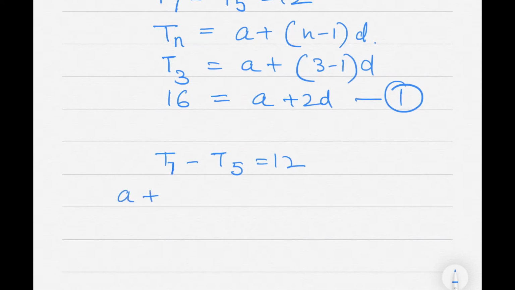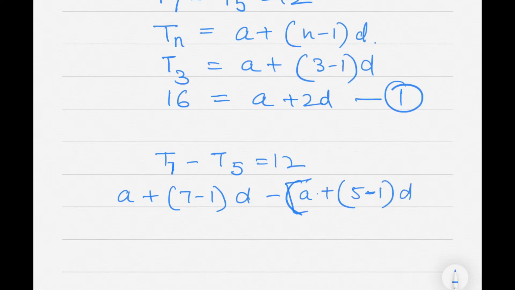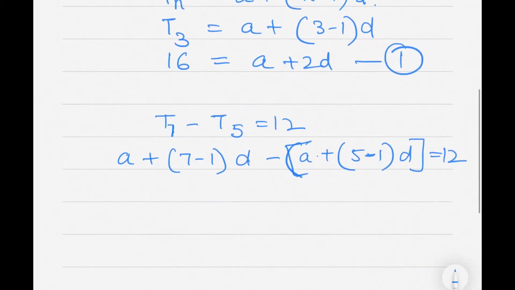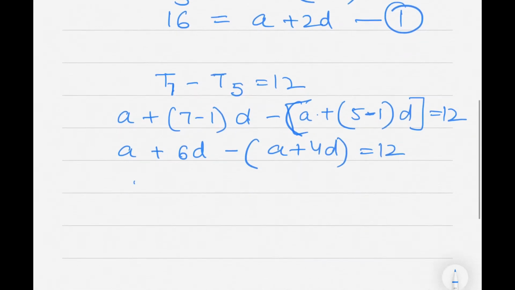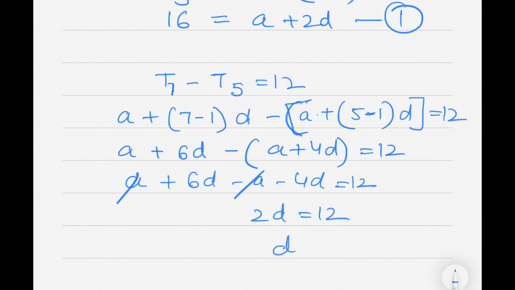So a plus (7 minus 1) into d, then in a big bracket, a plus (5 minus 1) into d. This is equal to 12. So now I get a plus 6d minus (a plus 4d) is equal to 12. So a plus 6d minus a minus 4d is equal to 12. The a and a get cancelled. I get 2d is equal to 12. So d is equal to 12 by 2. So my d is 6 here.